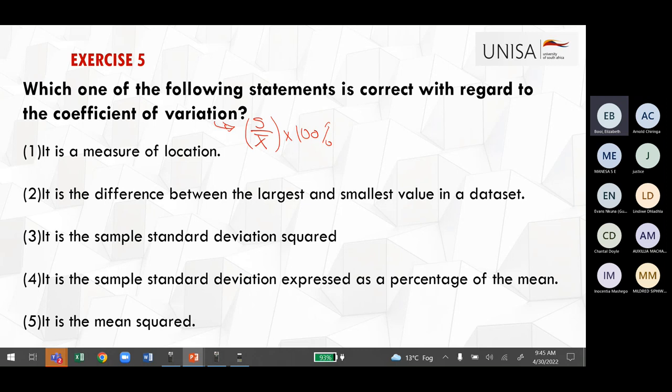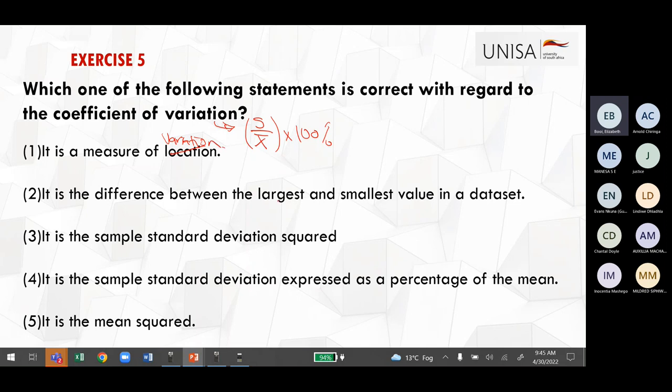Four. Four is the correct one because I gave you the answer right there. It is the standard deviation expressed as a percentage of the mean, because if I multiply by 100, it is the same as a percentage: the standard deviation divided by x bar multiplied by 100. Is it the location? No, it's a variation. So the coefficient of variation is a measure of variation or measure of dispersion.